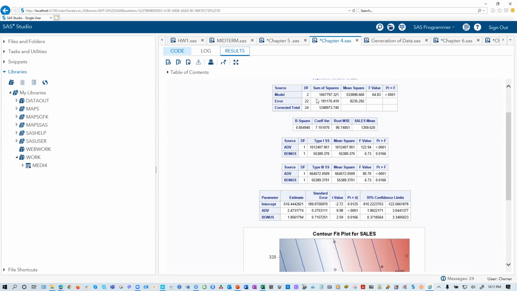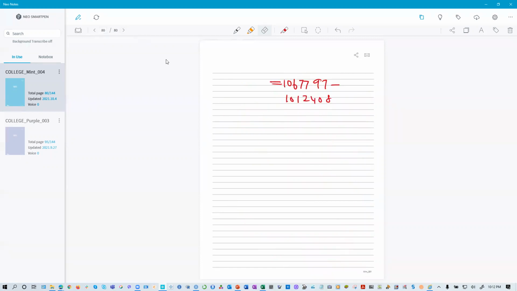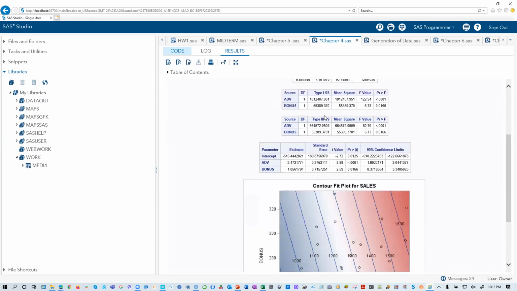This one is 106, 106. This is an add. The second one is this one. This one is nothing but the difference between these two. That is the same as this one. That's what I'm trying to say. Sorry. That's the same thing.